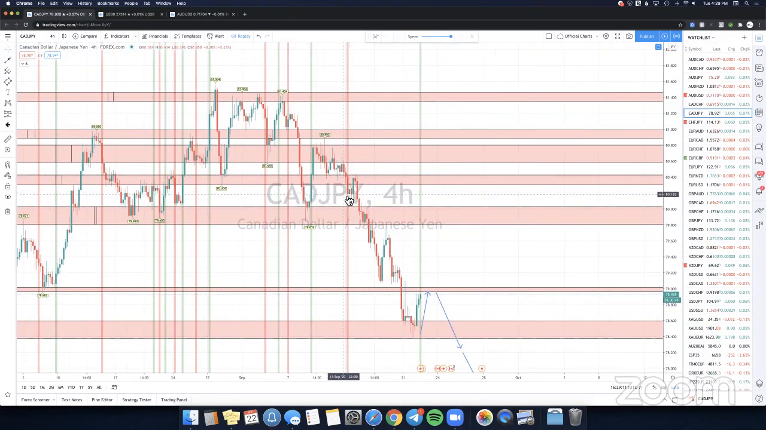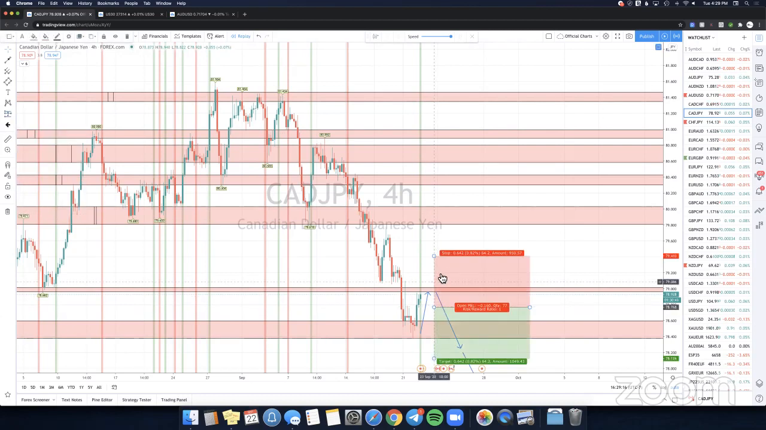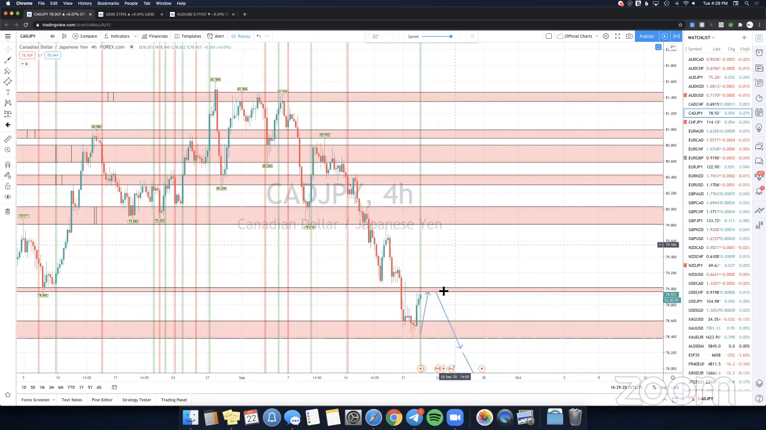And then once I get a sell signal like this right here, I can go ahead and enter a short position and then write it down. It's all about patience. Trading is a game of patience.